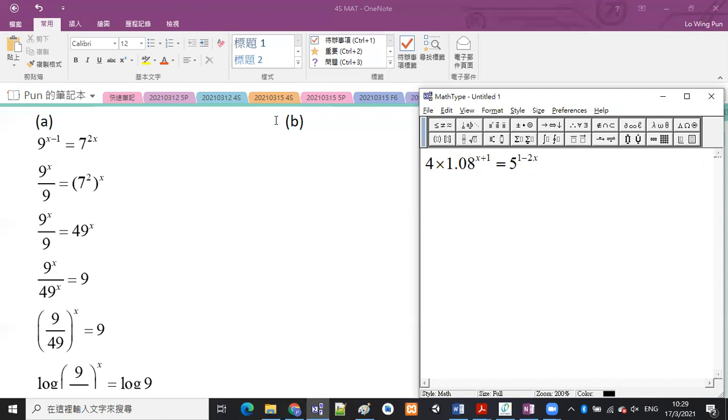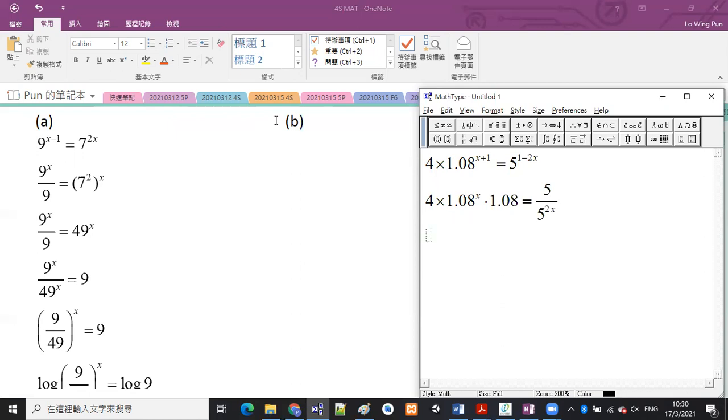呢度 x 即係個 x 喺個次方度，但係佢冧住個加一嘅，我要分走佢先。呢度個 x 喺個次方度，冧住個負2同埋加一嘅嘛，我又要整走佢先嘅。Okay, so the 4 will be no change, and then it becomes 1.08 to the power x times 1.08 to the power 1. Okay, and then for the right-hand side, I will change it to a fraction, 5 to the power 1 over 5 to the power 2x.